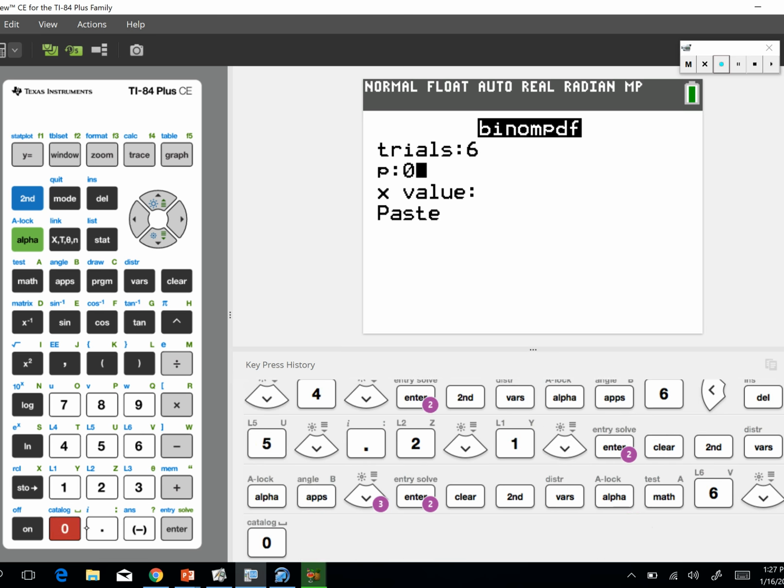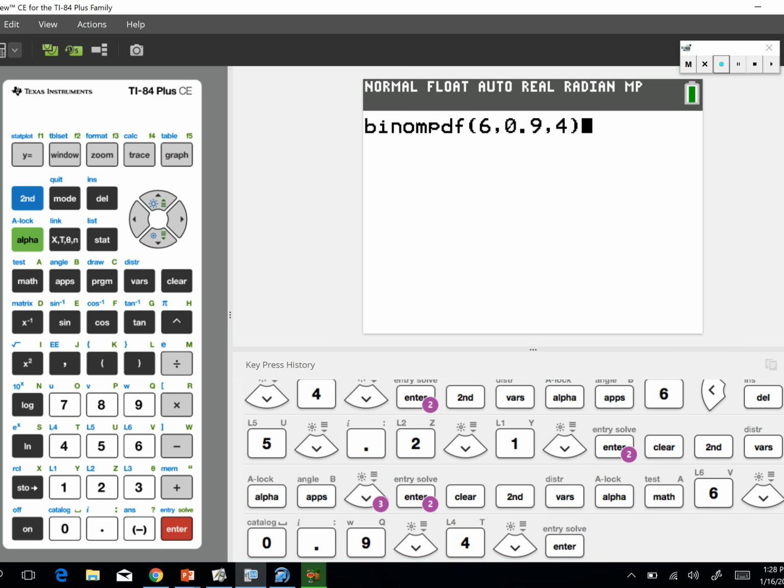Your X value is how many successes you want. Now, if you have an older calculator, you need to put on your screen exactly what I have on mine. You need a 6, which is your total number of trials. Then you need your 90%, your probability of success. And then lastly is how many successes you want, which in this case is 4.